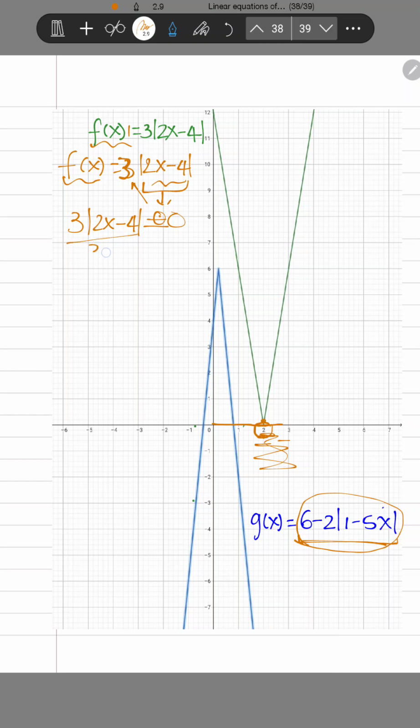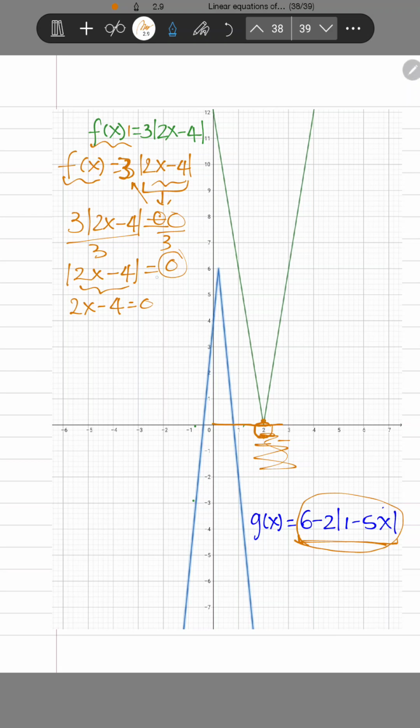So divide both sides by 3. Then the absolute value of 2x minus 4 is equal to 0. By absolute value definition, it actually gives 0. It doesn't matter. We cannot say now here a negative 0, a positive 0. Then this part, 2x minus 4, should be 0. By absolute value definition, it is 0. We take it as it is.